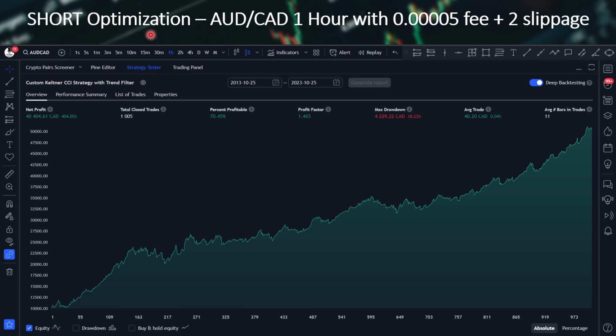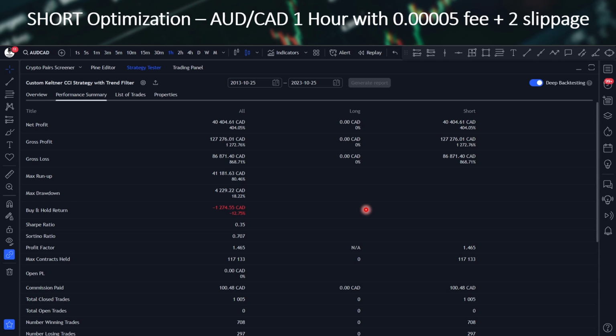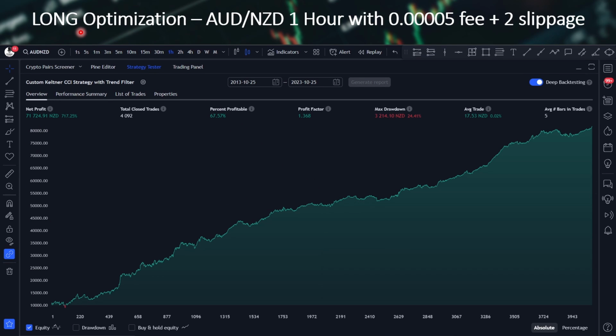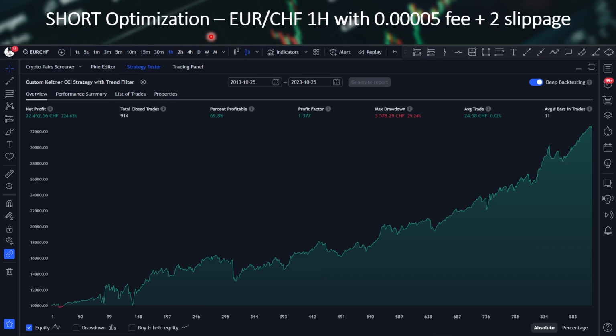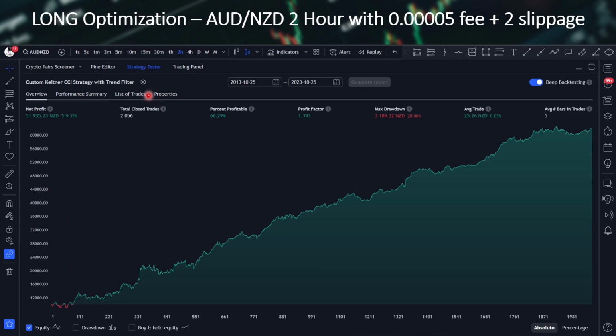Moving on to higher time frames, on the 1-hour chart, the AUD-CAD short optimization performed the best in my opinion. During the last 10 years, it took 1,005 trades, generated over 400% net profit with a 1.465 profit factor and an 18% maximum drawdown. Now the equity curve is not as great as the previous ones. We have a few rapidly uptrending periods, but a few more significant drawdowns too. Altogether, for me, the overall curve is still fine. I found two other good combinations for the 1-hour chart, the long-only optimization for AUD-NZD and the short-only optimization for Euro-Swiss franc. And finally, on the 2-hour chart, the long-only optimization worked the best on AUD-NZD.